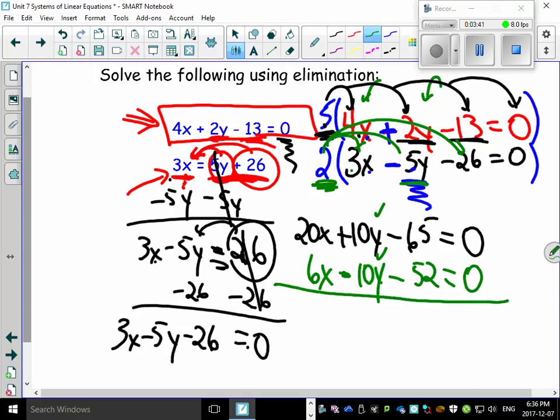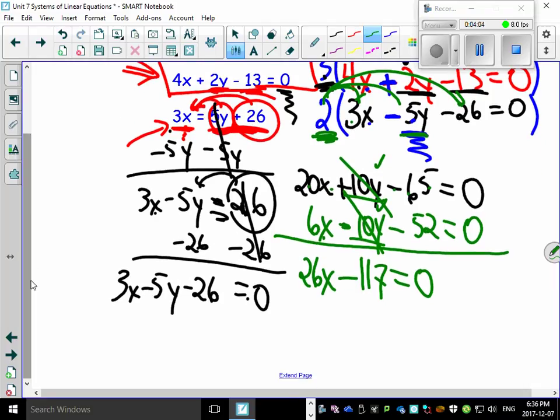Now, add 20x and 6x is 26x. Check this out. 10y and minus 10y exactly canceled. Minus 65 and minus 52 is going to give me minus, there's 7, that's going to be 117 equals 0. And check this out. Now I can solve this really, really easy because my y's are gone. Awesome. 26x equals 117 by bringing the 117 over. Divide by 26, divide by 26.